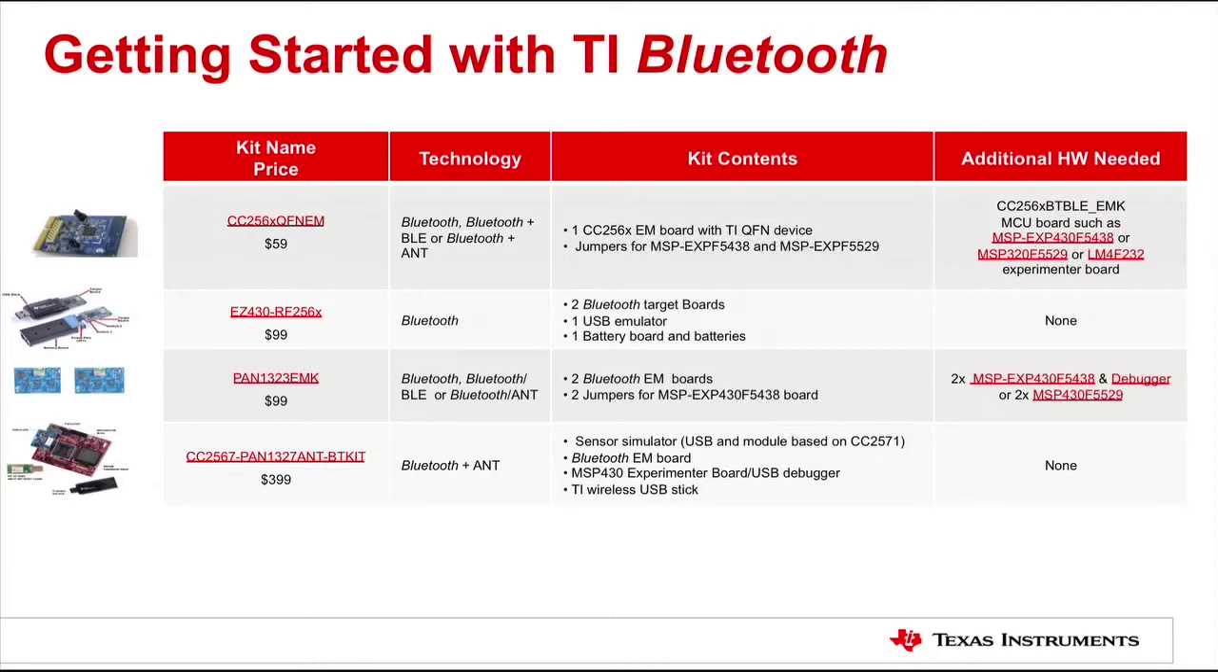Some of the other options for evaluation: the next one is the EZ430 kit. This is your all-in-one. There's an MSP430 on the target board itself, and it allows you, in one piece, to get it out and evaluate Bluetooth a little bit if you want to do that. The third one is another EM module that has a third-party module solution on it. So that's another evaluation option if you'd like to do that. And then the fourth one is your all-encompassing kit if you're wanting to do Bluetooth plus ANT. It has all the hardware there for you.